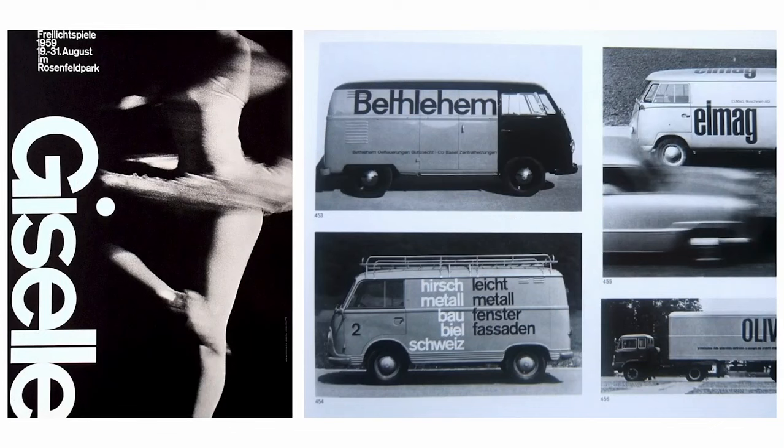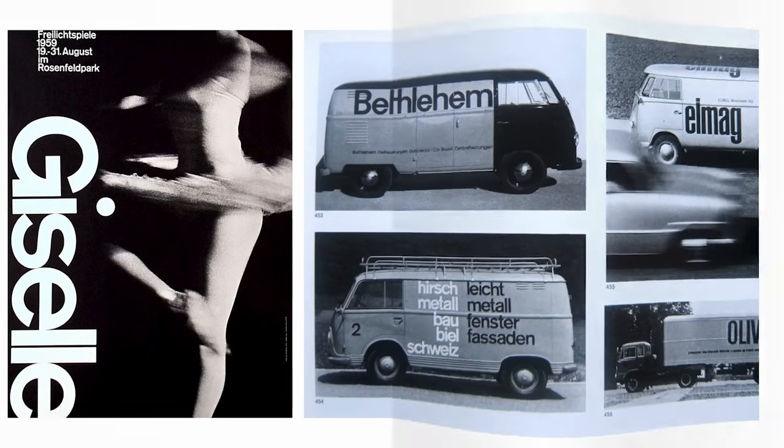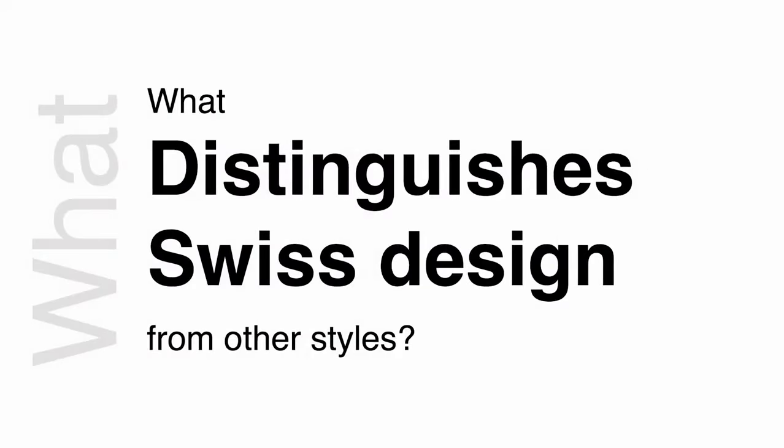The designers of the Swiss style aim to let the content shine, rather than letting their own subjectivity dominate. This emphasis on content and functionality became a hallmark of Swiss design, setting it apart from other design movements of the time. But hold on, let's dig some more into the idea. What distinguishes Swiss design from other styles?